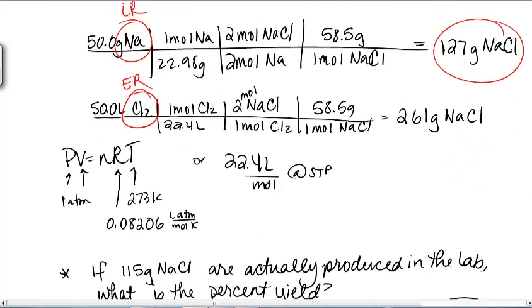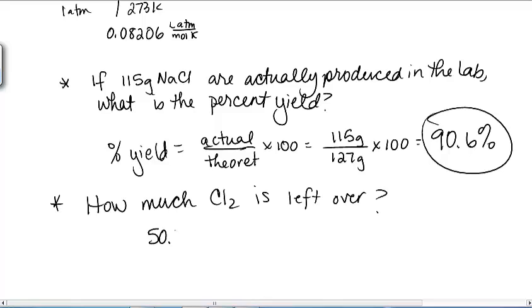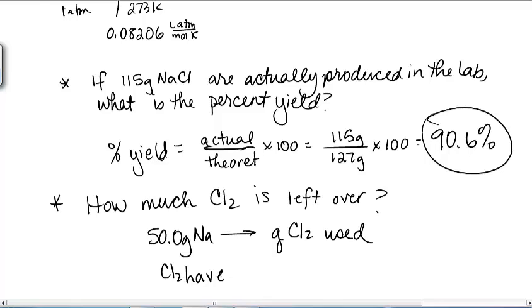So, whatever method it is, I would probably tend to take my 50 grams of sodium and eventually convert it into the grams of chlorine used, and then subtract the chlorine that you have minus the chlorine that you used to find out the leftover. My assumption is you can do that. I'm not going to show all the mathematics for that. Okay?